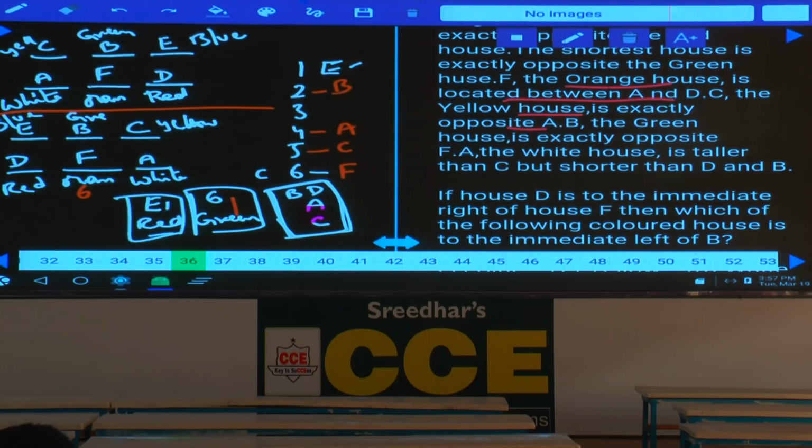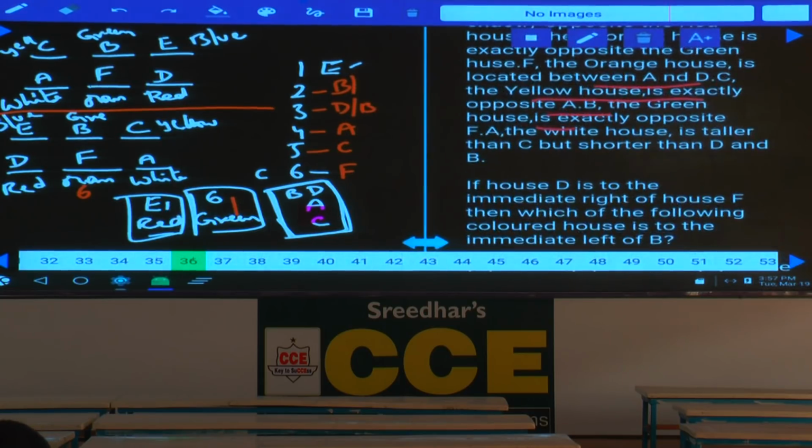If this is B, this will be D, or if this is B, this will be D. Hence no information is given between B and D, which is taller than which. Done with this? Now the second and the third tallest is not clearly given. Hence there are two possibilities in the sizes. Then coming to question number 36.